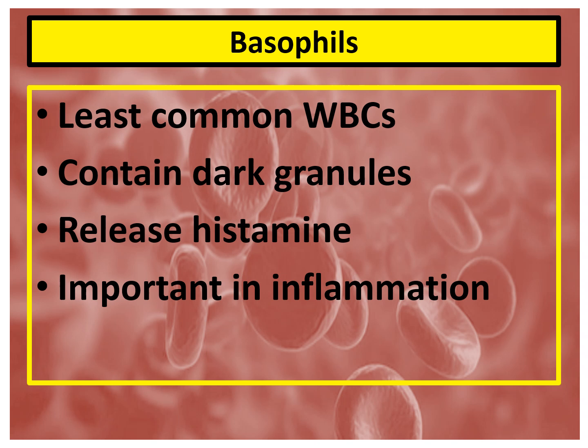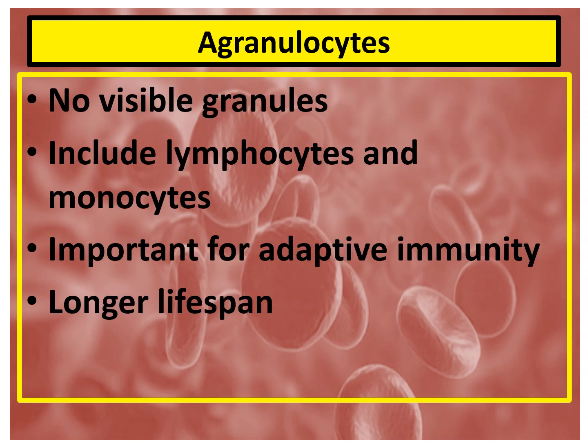Basophils, these are the least common WBCs, that is white blood cells, and they contain very dark granules. Unlike neutrophils and eosinophils, basophils contain dark granules and they release histamine. This histamine is very important in the process of inflammation. Whenever you get a wound, you will see redness of the skin in and around the wound. That is nothing but the body protecting itself from the entry of any foreign organism. This is all about granulocytes like neutrophils, basophils, and eosinophils.